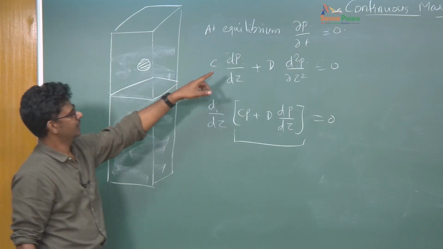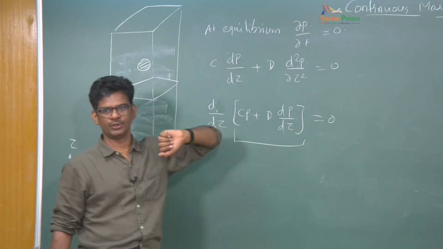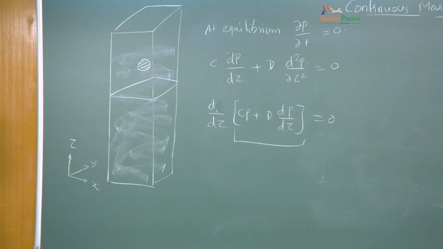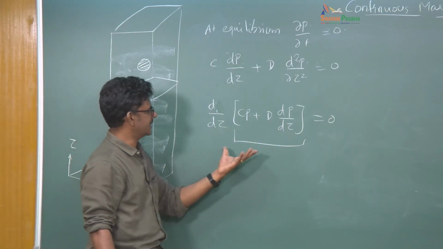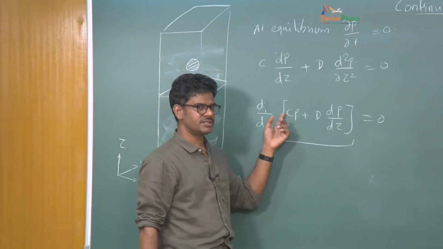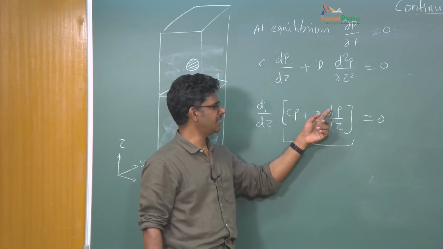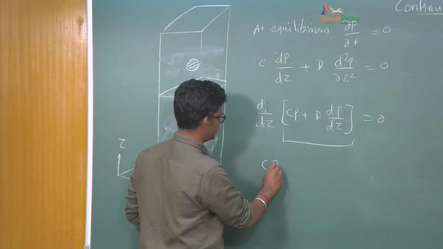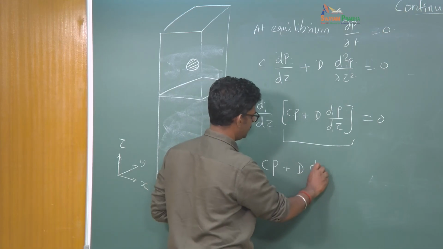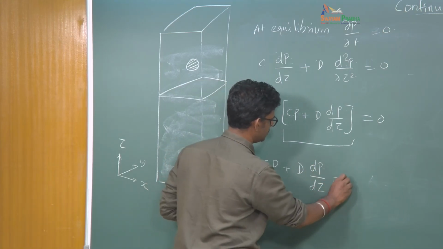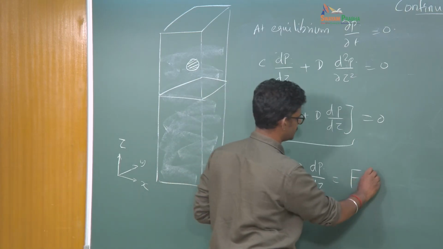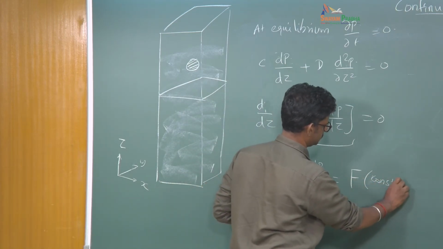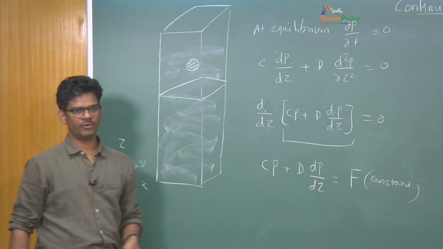At equilibrium, when I'm looking at the equilibrium distribution of P(z, t), it gives me the fact that this group of terms, the constant C times P plus D times dP/dz, the whole term has to be constant. So we say Cp plus D dP/dz is some constant F. This is an unknown constant; we will have to find it based on some boundary conditions.